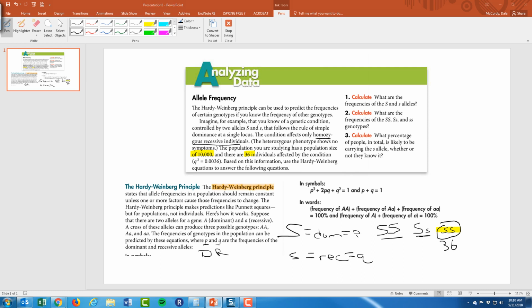Now, the Hardy-Weinberg principle only works when you're in a population that's not changing. That means there's not any kind of situation that's causing some of these alleles to get selected out.